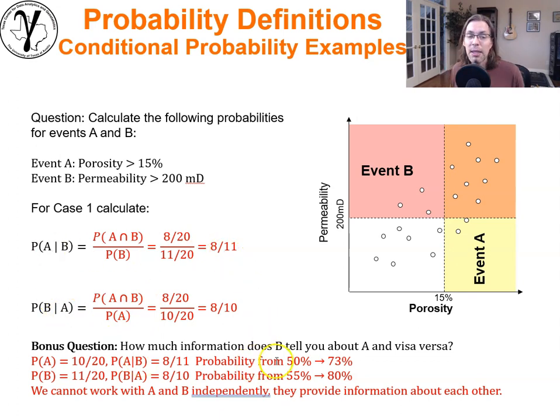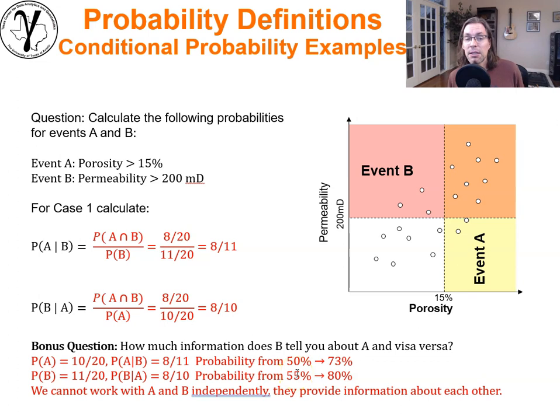So the probability of A alone was 50%. Probability of A given we already knew that we had good permeability is 73%. They are different, significantly different. Now we'll get into statistical testing significance, but let's just say those are quite different. So if I know that the permeability is good, it does tell me a lot about the porosity. My probability of good porosity jumped up from 50 to 73%, and we can do it vice versa.